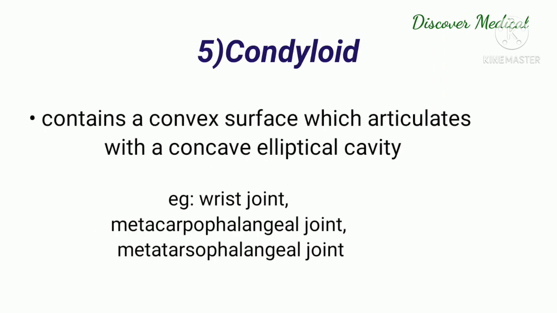Atlantoaxial joint. Condyloid contains a convex surface which articulates with a concave elliptical cavity. For example, wrist joint, metacarpophalangeal joint, metatarsophalangeal joint.